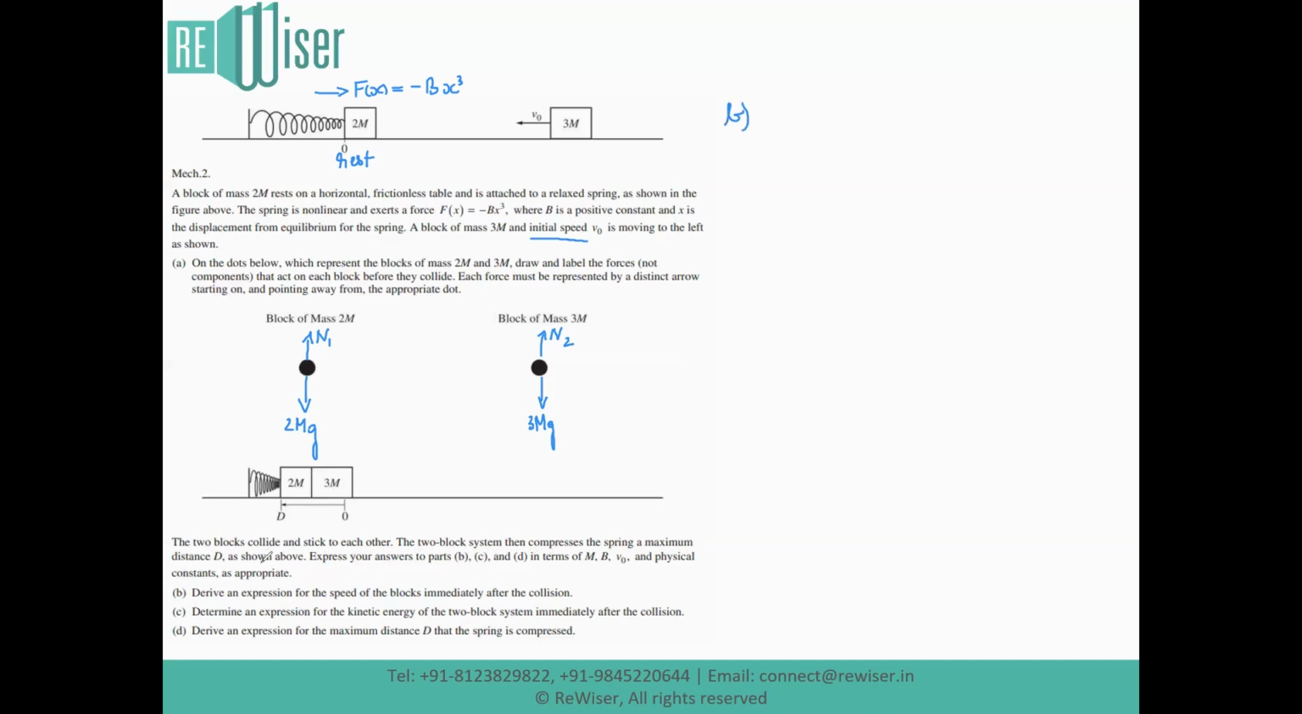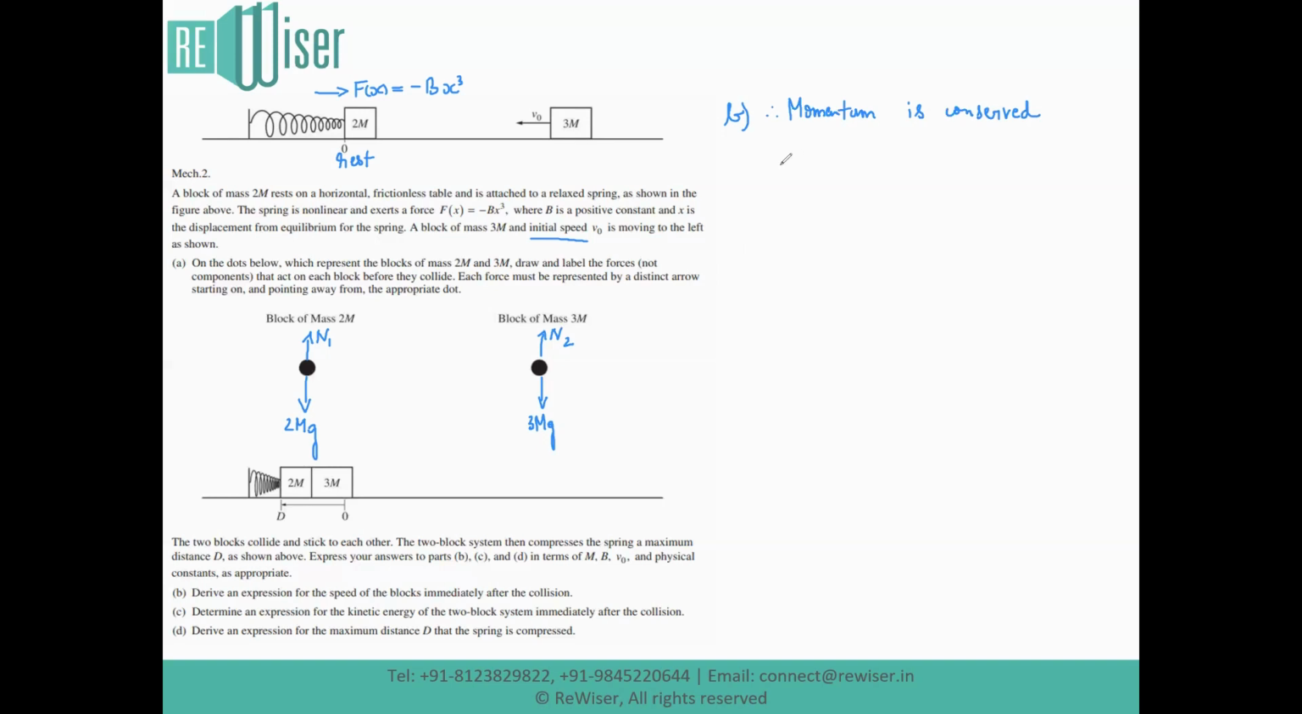Part B asks us to derive an expression for the speed of the blocks immediately after the collision. As indicated in our free body diagrams and also from the framing of the words in the question, it is obvious that there are no external forces involved. So this leads us to assume that momentum is conserved. Since momentum is conserved, the total momentum of the two bodies, 2m and 3m, before collision is equivalent to their momentum after collision.